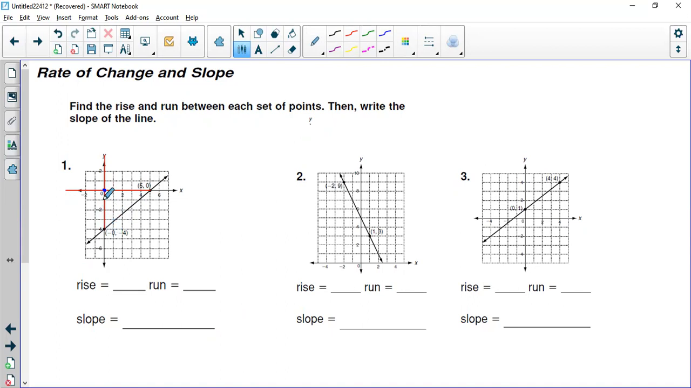So from this point to this point, the rise is 1, 2, 3, 4. So the rise is a 4. And from the point where the 2 lines meet to this point, it's going to be 1, 2, 3, 4, 5. So the slope is going to be rise over run, which is 4 over 5. Simple, isn't it? So the same thing you will do here, but the points are different.